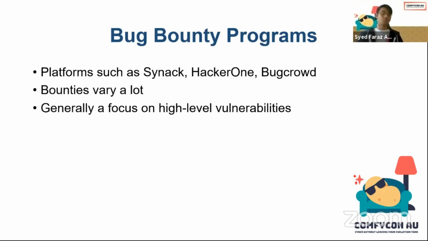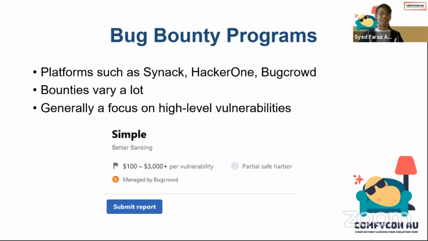So again, in general, bug bounty programs focus on high-level vulnerabilities, such as in web applications or mobile applications, things of that nature. I just went on Bugcrowd today and took that screenshot of a random online banking application's program called Simple. As you can see, it goes anywhere between $100 to $3,000 plus per vulnerability, depending on its impact, is what I assume. I didn't really read into it that much. But usually they give you a rough estimate of what sort of vulnerabilities they'll pay what amount of money for. So you can work based off of that.